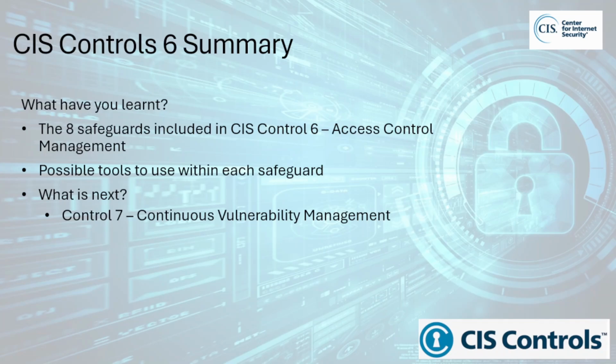In this lesson, you have learnt these 8 safeguards included in CIS Control 6, Access Control Management, the implementation group of each safeguard, and possible tools to use within each safeguard. In the next lesson, I'll take you into Control 7, Continuous Vulnerability Management, including the recommended safeguards in this control, the implementation group of the safeguards, and some recommendations on tools you may use to help in implementing these safeguards.